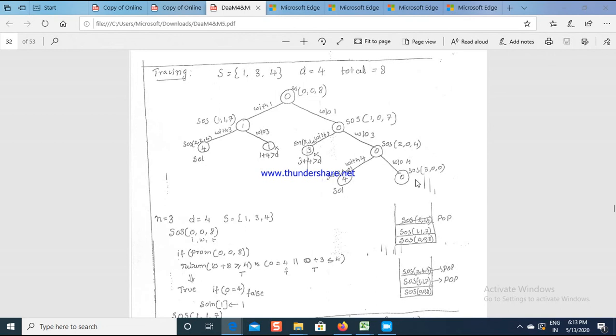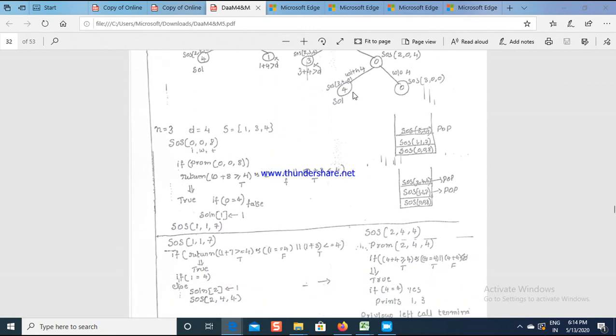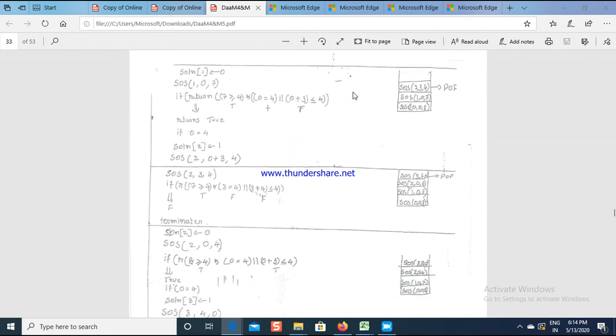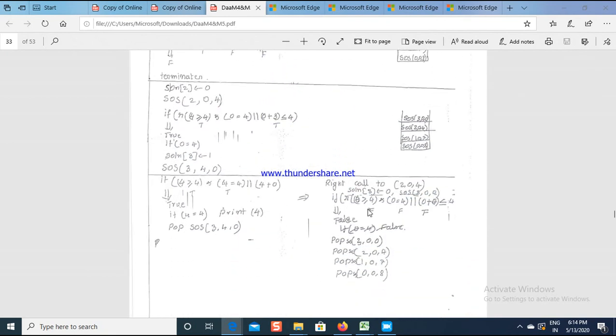Again you make the right call, that is 300 will be pushed onto the stack. Now further there is no solution, so pop it out of the stack. Now this will be popped out, and then this will be popped out, finally this will be popped out. So that is how the tracing will be. But usually in the exam they won't ask you such type of tracing, I am just explaining. See here, all the things will be popped out at the end.